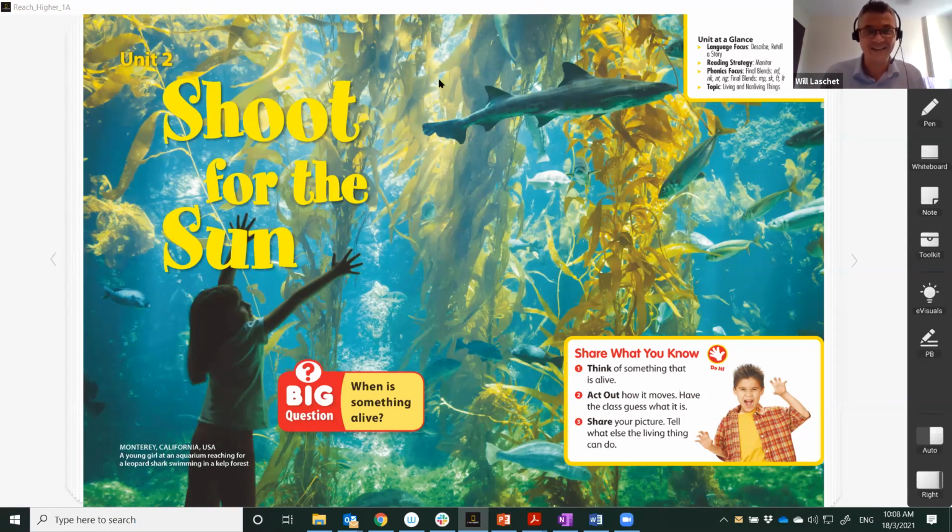She's interacting. She can move, right? She can move. Very good. Okay, so she's moving. Her arms are up. Okay, very nice. So we've got here, she's moving. Okay, perfect. Let's have a look at something else. So we've got here a shark. Okay, so is the shark alive?